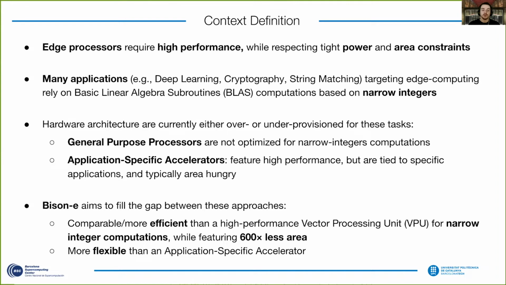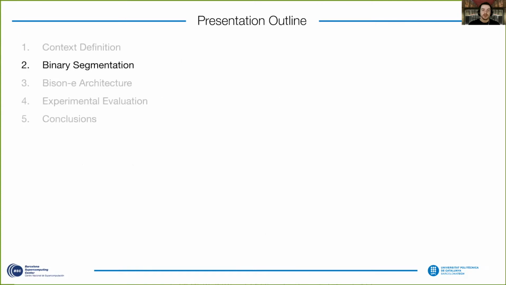On the one hand, BiSone-e shows comparable or better performance than a high-performance vector processing unit for narrow integer computation, while featuring 600 times less area. And on the other hand, BiSone-e shows more flexibility than an application-specific accelerator. Let's talk now about binary segmentation.